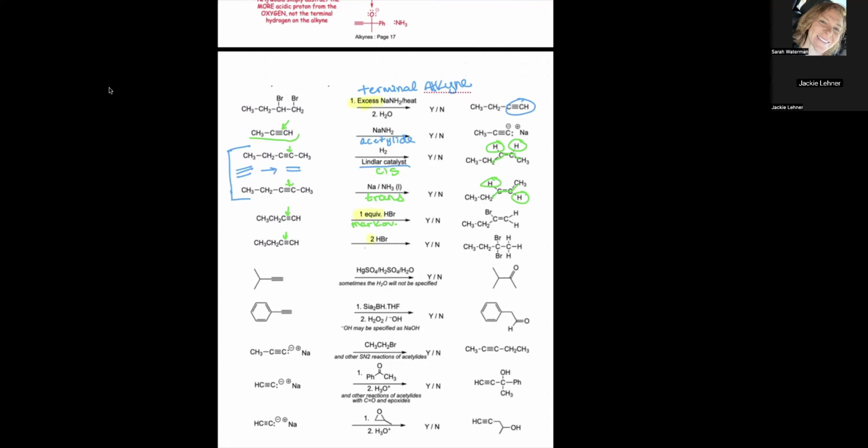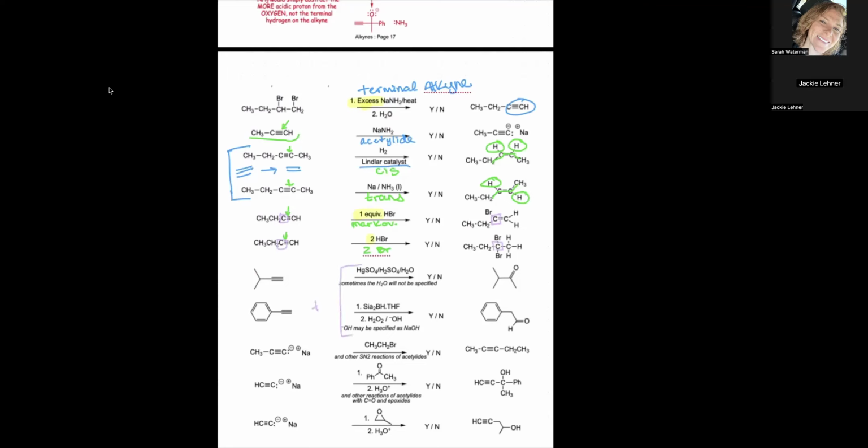Let me see. So this is just two BRs that go on there. And that's Markovnikov. We're adding it to this, which is equivalent to this, right? So that's that there. And then we have these, which are both addition of water.